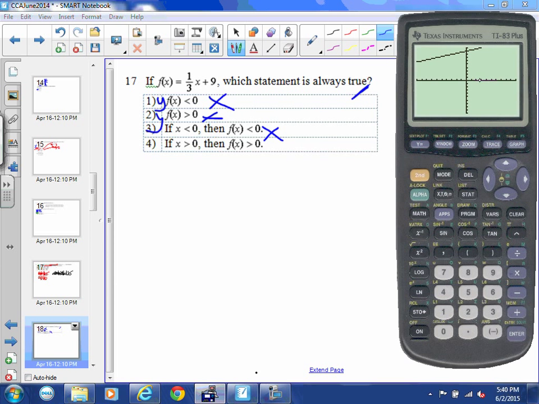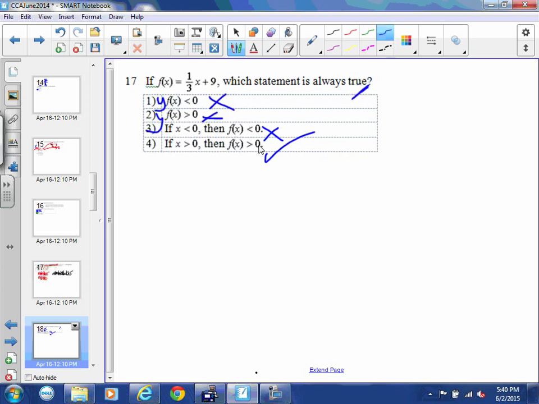X is greater than 0 is here. Over here, will the y value always be greater than 0? Yes, it's up here and it's going to keep on going. It's not going to make its way below. That one does check out. That one is the answer. Look at the picture. From the picture, you can determine the answer.